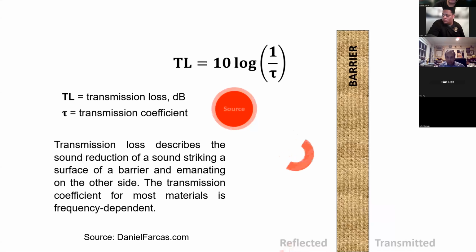As you can see in the animation, a percentage of the sound is reflected depending on the acoustic properties of the surface and the angle at which the sound wave strikes the surface. Some sound wave percentage may be absorbed by the material itself, and some sound percentage is transmitted on the other side of the material.